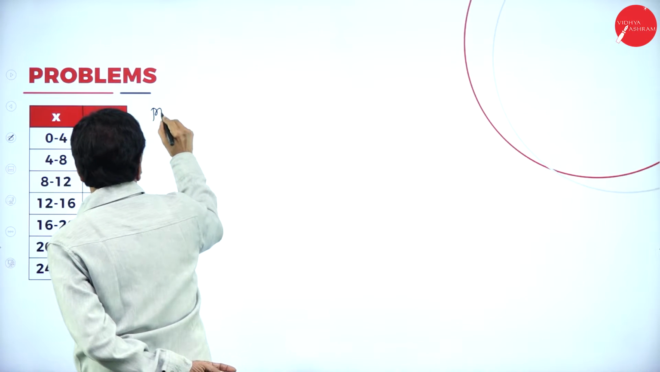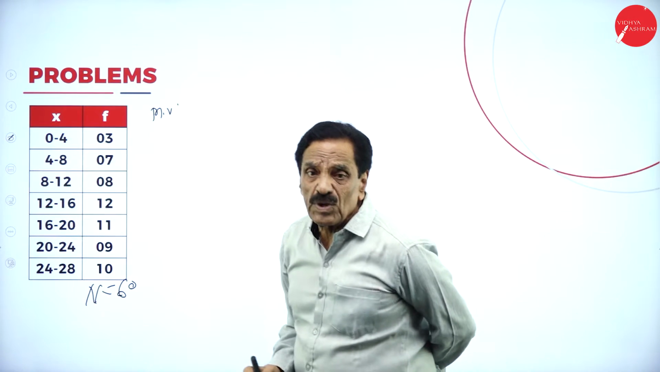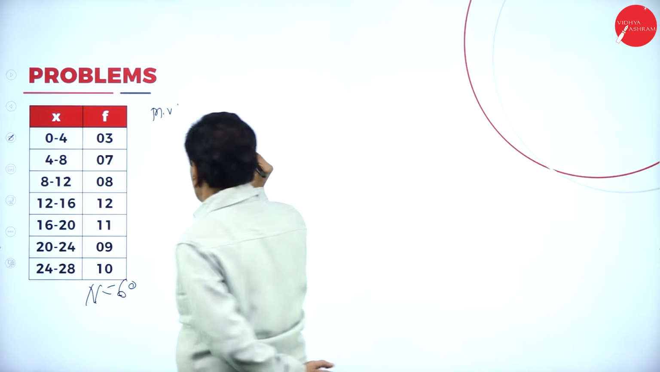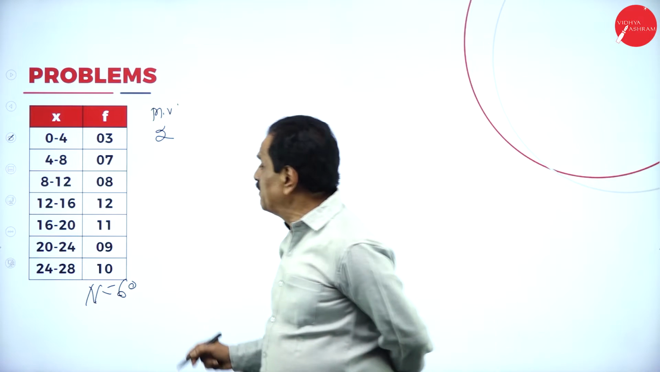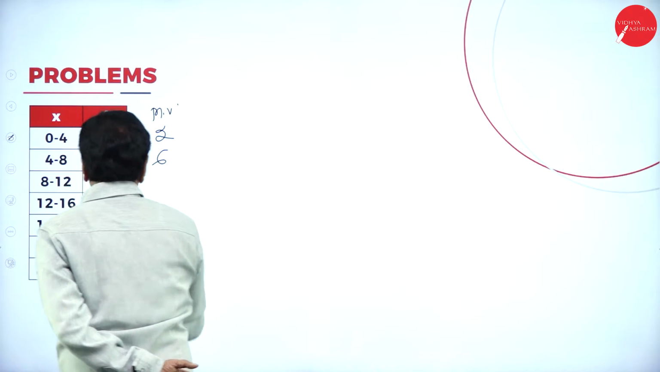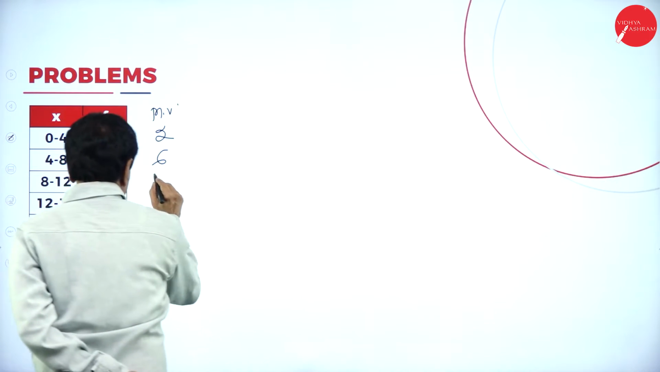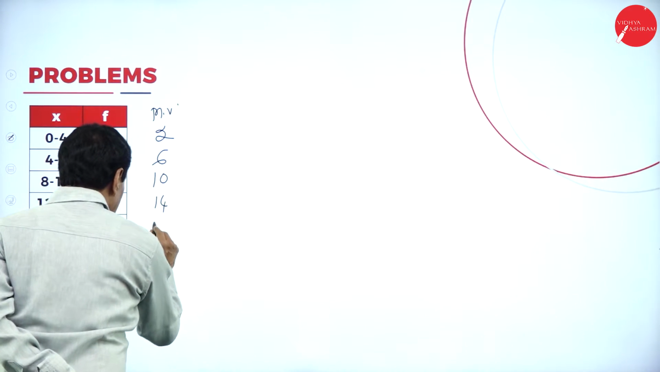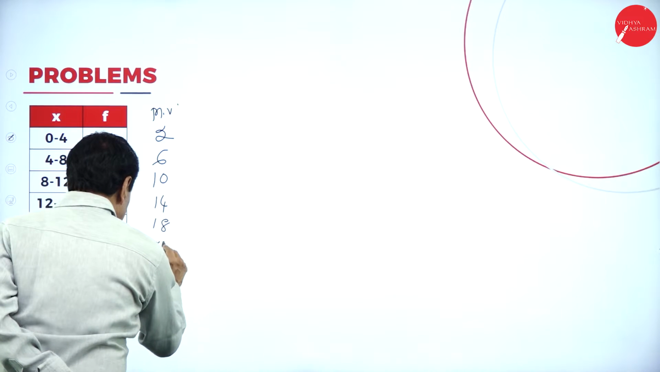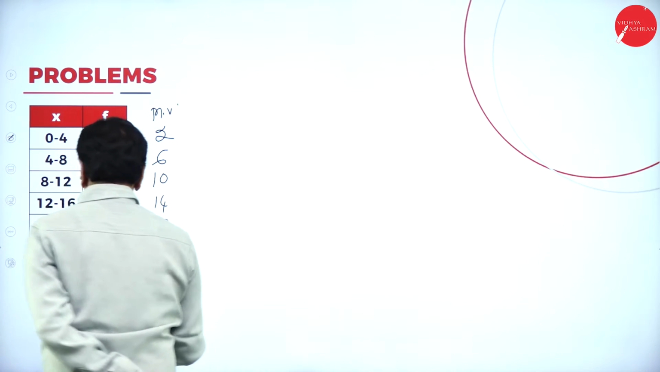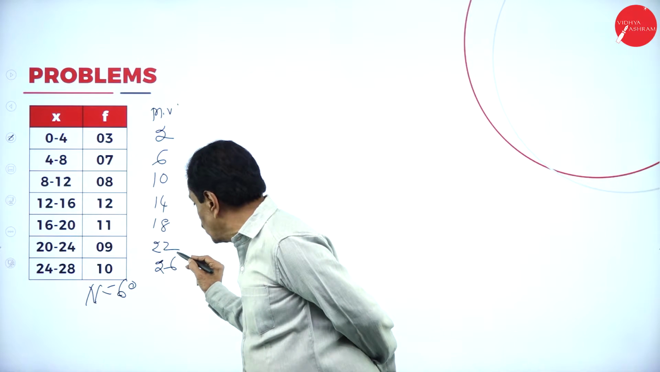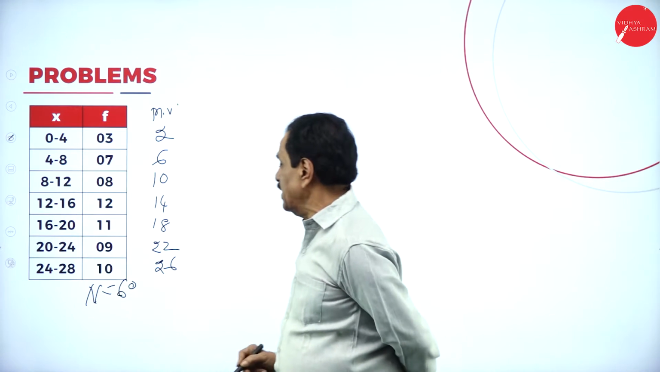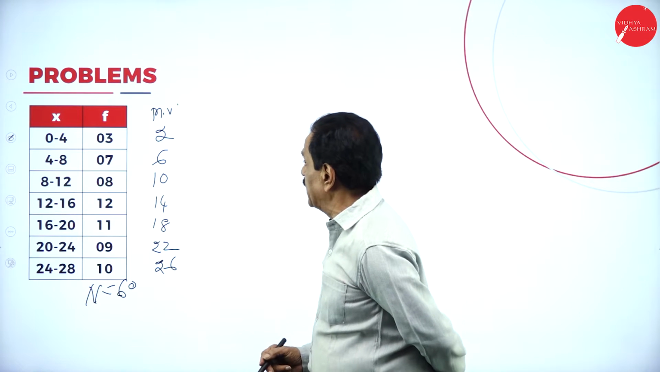Mid value. 0 plus 4 is 4, divided by 2 is 2. Then 4 plus 8 is 12, divided by 2 is 6. 12 plus 8, 20, divided by 2 is 10. So the difference is 4: 14, 18, 22, 26. 20 plus 24 is 44, divided by 2 is 22. 24 plus 28 is 52, divided by 2 is 26.